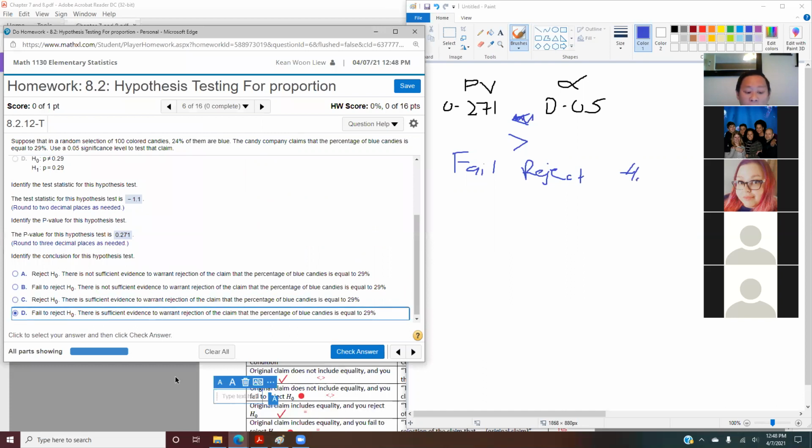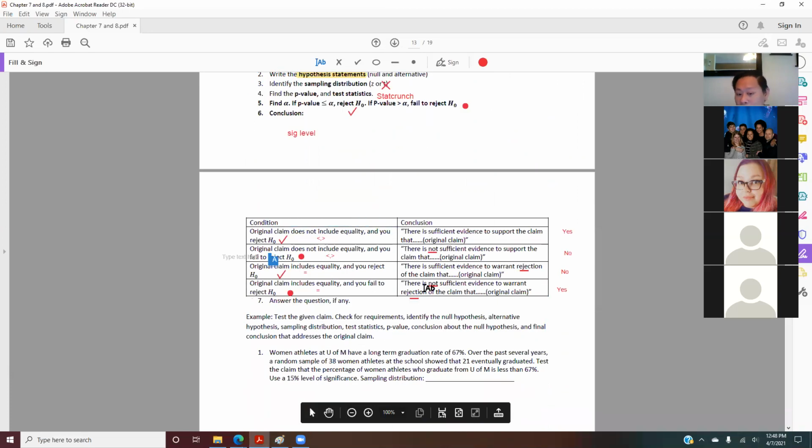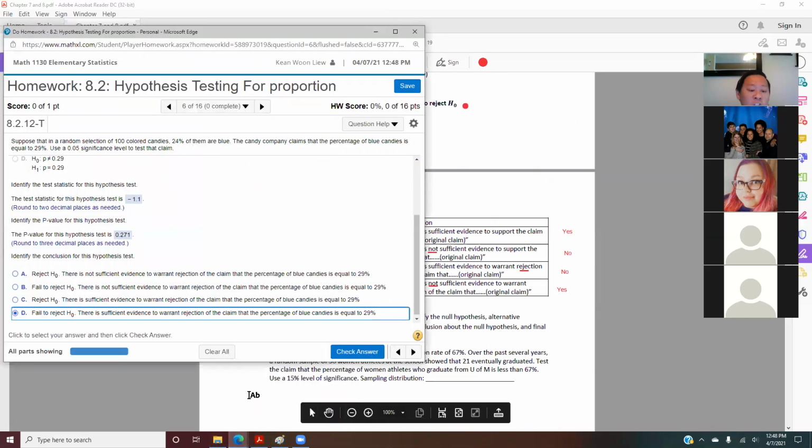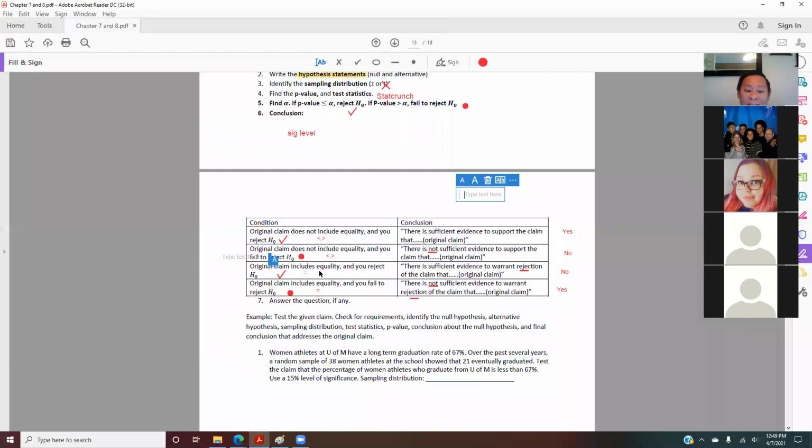Now the conclusion comes out. So here is the conclusion. These are the four, and you pick one. So how do you pick it? The first thing is, if you read the question, does the claim statement include equality or not include equality? This is the claim statement that you have. This claim statement does have the equal sign on it, so it does include equality. So that means your answer is either the last two.